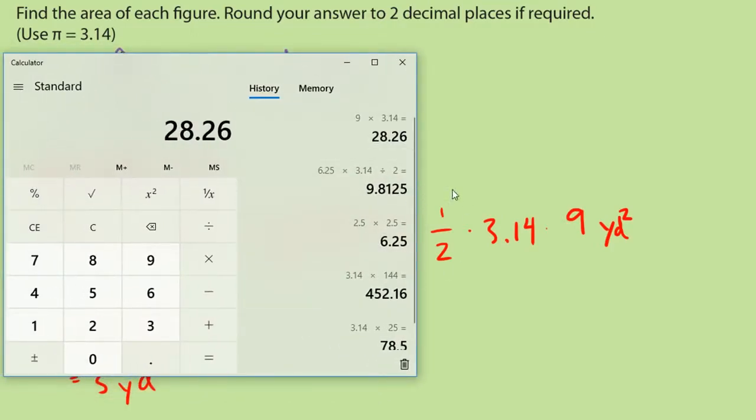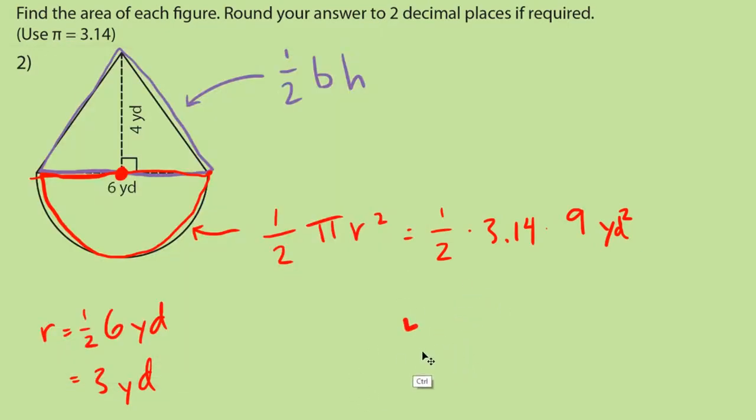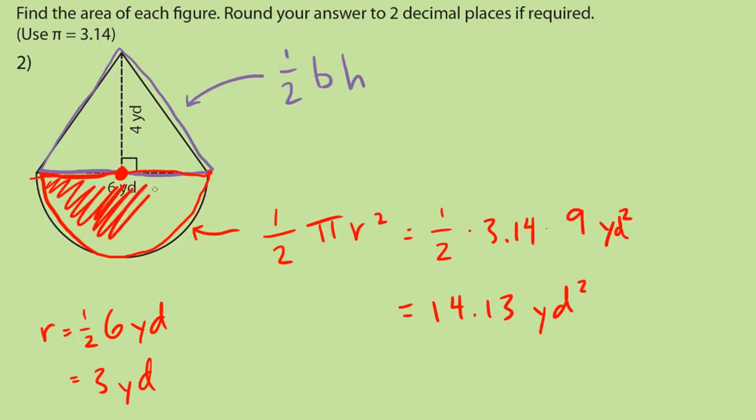So let's carry on. We know that the radius of this semicircle is 3 yards. So let's plug it in. This is going to be equal to 1/2 times 3.14 times r squared. So r squared will be 3 yards squared. 3 times 3 is 9, so that'll be 9 square yards. Okay, so let's punch this all in. There we go. So let's use our calculator.